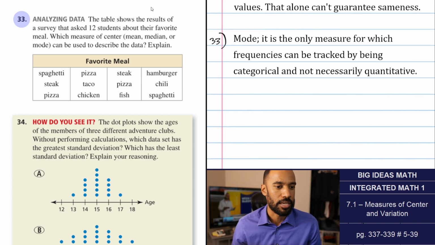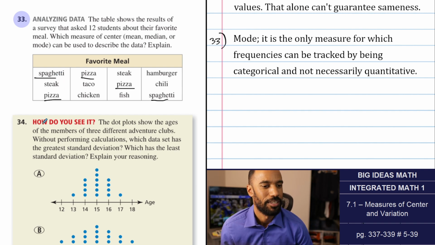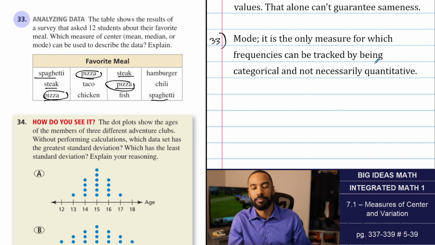I don't know what the answer is. I see spaghetti twice. I see pizza 3 times. I actually didn't see any repeats the first time. So steak once, taco, chicken, fish, chili, hamburger. Oh, steak twice. Okay, good on you. But pizza wins. Pizza has 3. Mode is pizza.